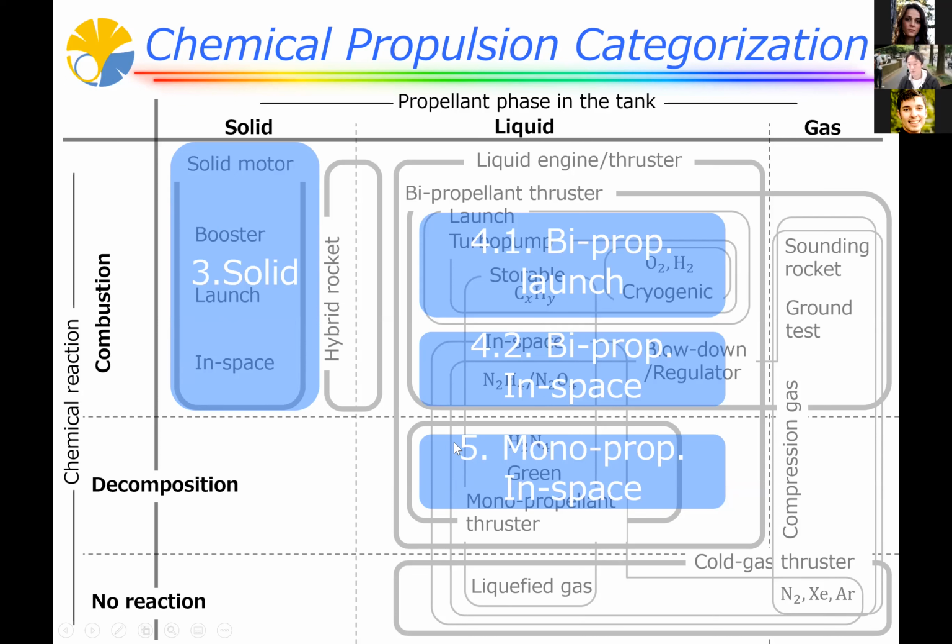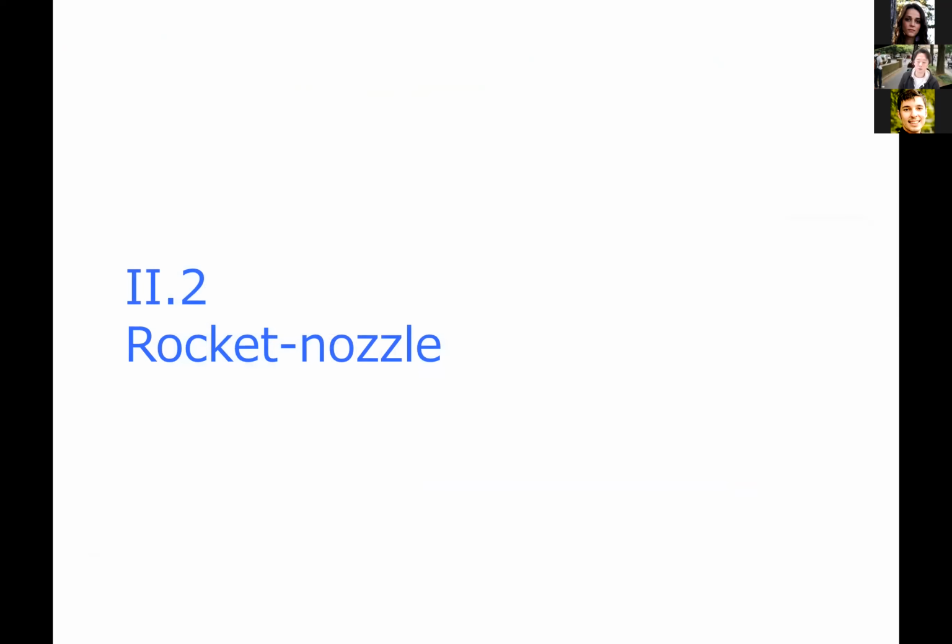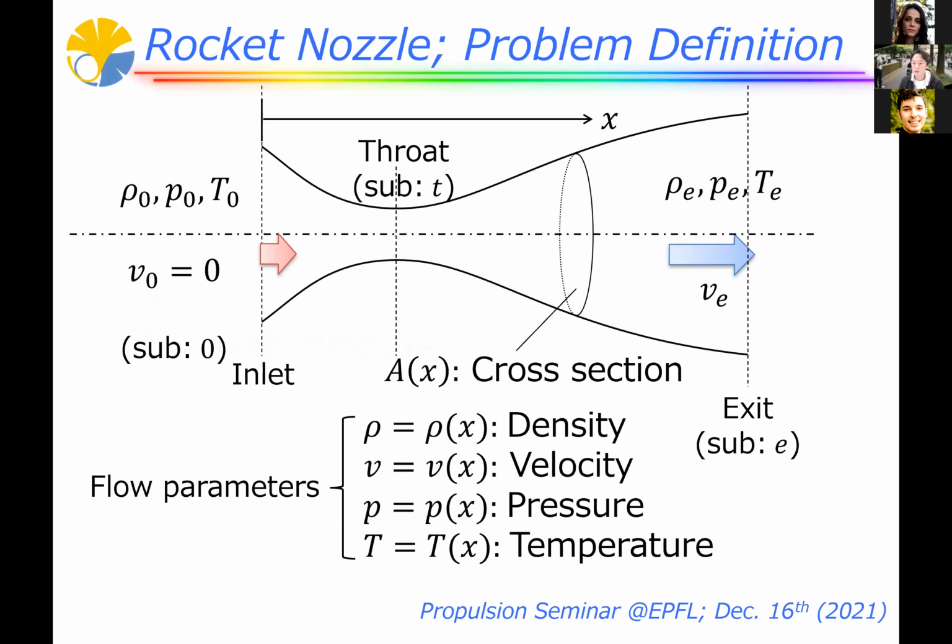So I talk about those kind of things. Okay, so let's start from the rocket nozzle. First we have to understand what kind of chemical reaction is required for our purpose. So this is a rocket nozzle, a very simplified rocket nozzle model.